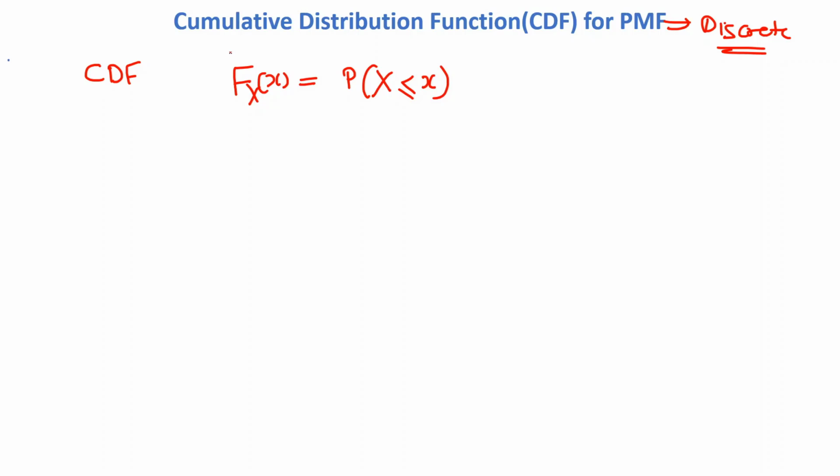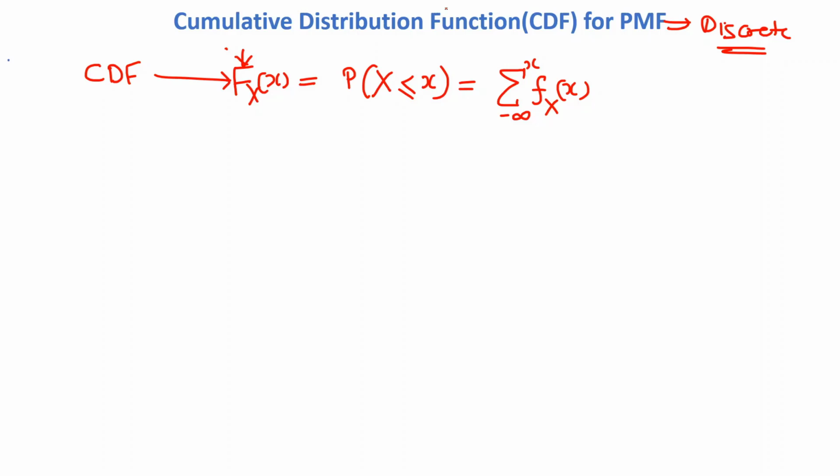Now we will discuss the cumulative distribution function for the probability mass function. Keep in mind, we use the probability mass function only for a discrete random variable. So what is the CDF? The CDF has a property like this: capital F of x is equal to the probability that the random variable is less than or equal to x. This is also equal to the summation of f of x from minus infinity to x. Let's understand by one example what this definition says.